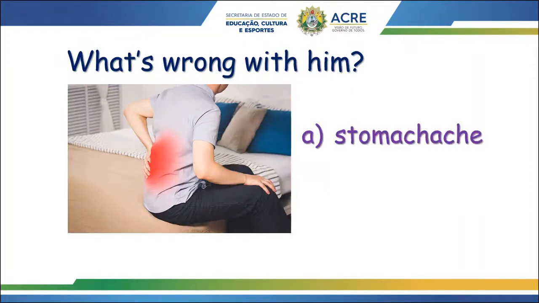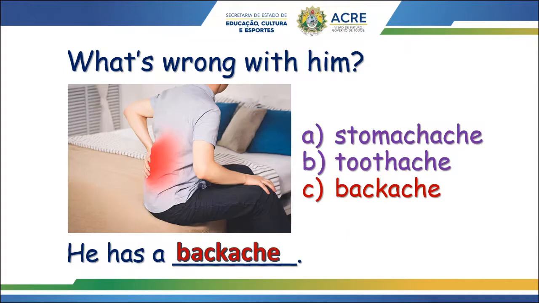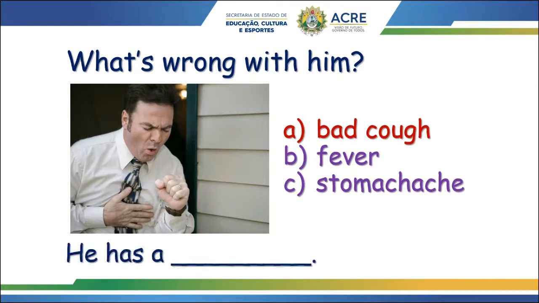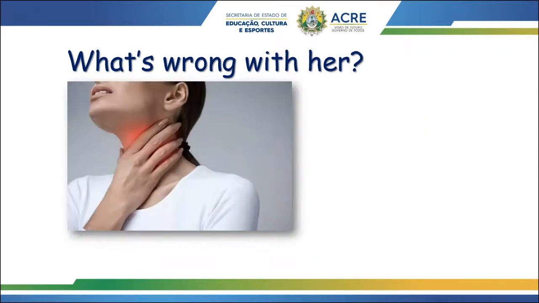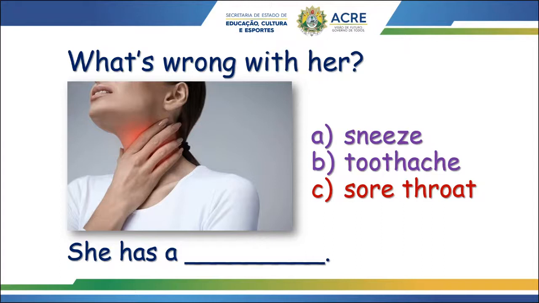What's wrong with him? Letter A, stomachache. Letter B, toothache. Letter C, backache. So here is letter C, backache. He has a backache. What's wrong with him? Letter A, bad cough. B, fever. C, stomachache. Letter A, bad cough. He has a bad cough. What's wrong with her? Letter A, sneeze. B, toothache. C, sore throat. So her problem is letter C, sore throat. She has a sore throat.